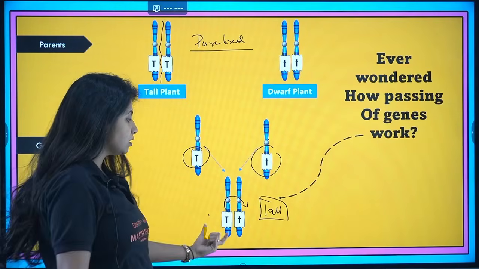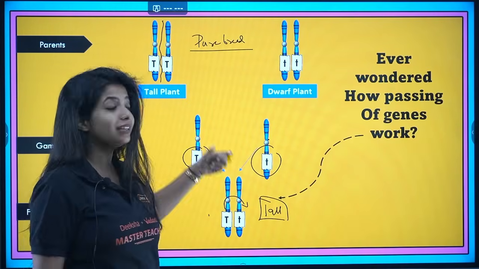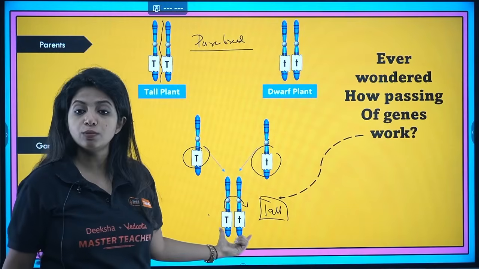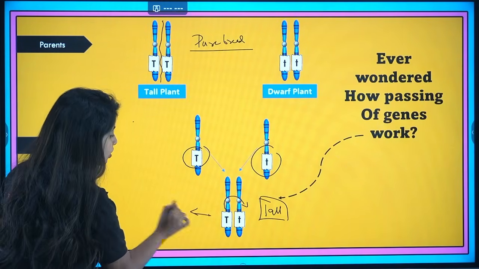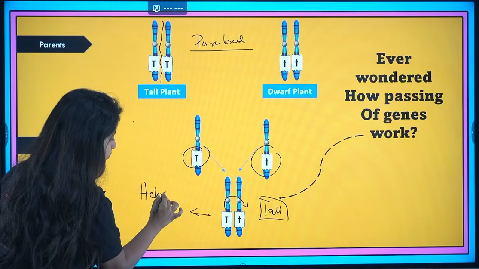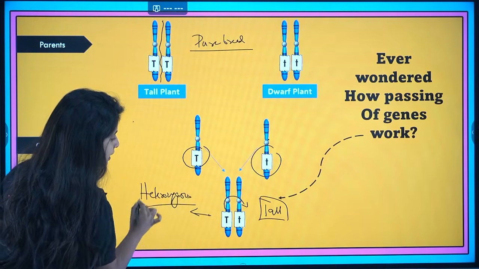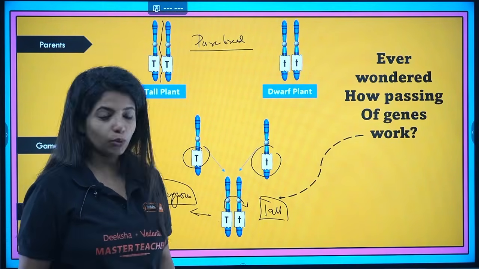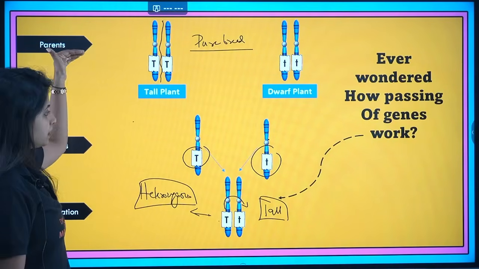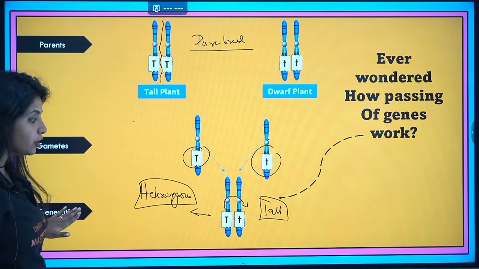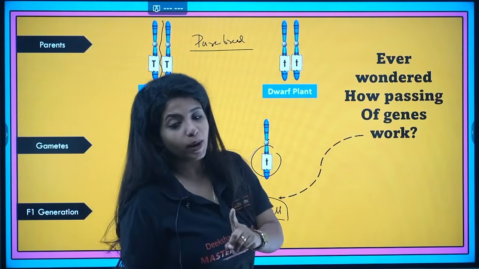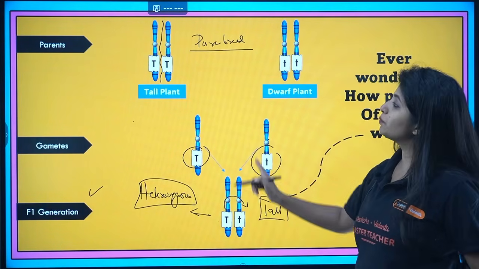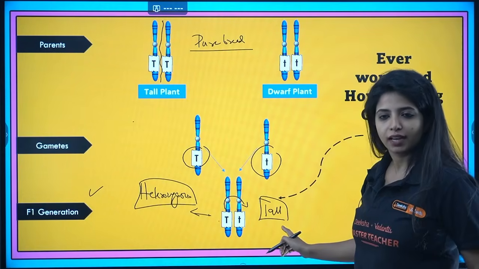What do you call this condition where both the alleles are not same? Until now we studied homozygous condition where both the alleles were same. This is not homozygous condition. This condition is known as heterozygous. Why heterozygous? Because both the alleles are not the same, my dear children. So in the first generation, you had the parents, you had the gametes, and this is the first generation, which you also call F1 generation. You got the dominant trait, which was tallness.